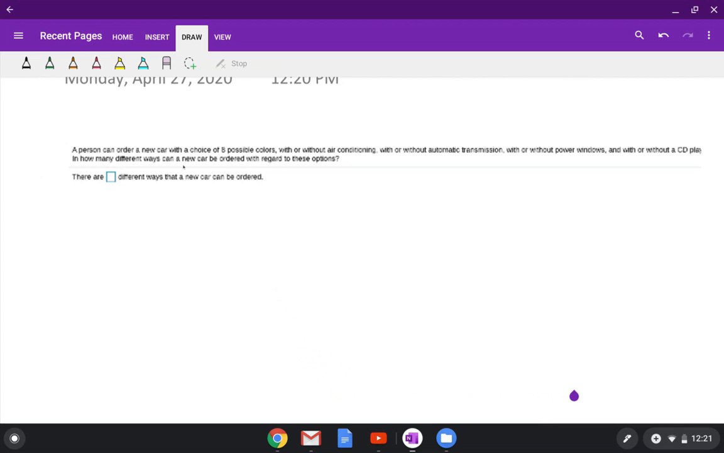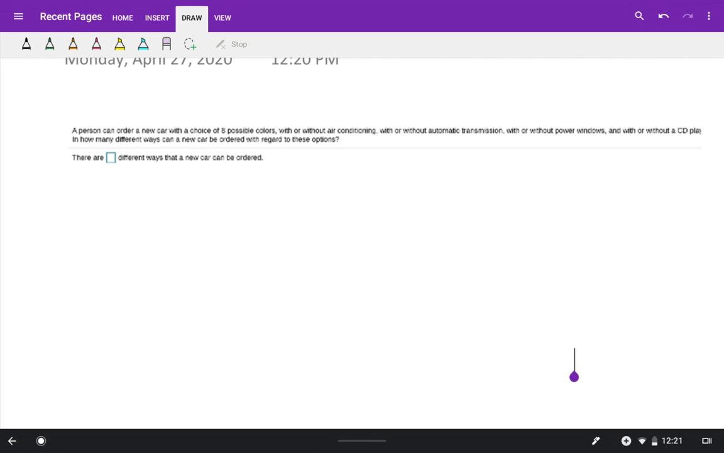A person can order a new car with a choice of 8 possible colors. So let's talk about our choices. We have 8 colors to select, with or without air conditioning. So here we have 2 choices. We can select air conditioning or without air conditioning.